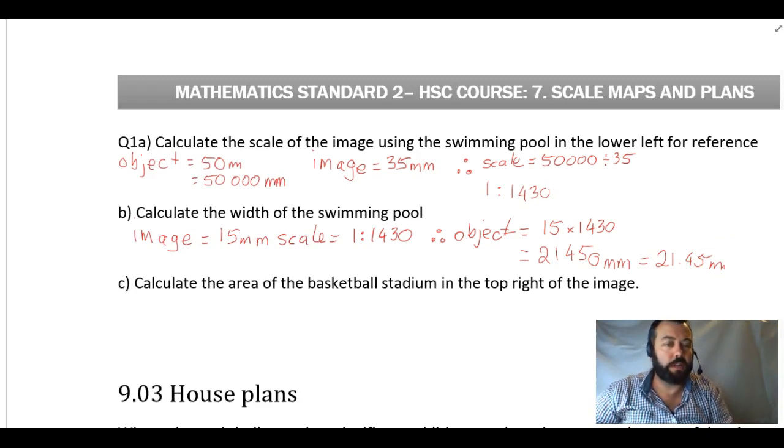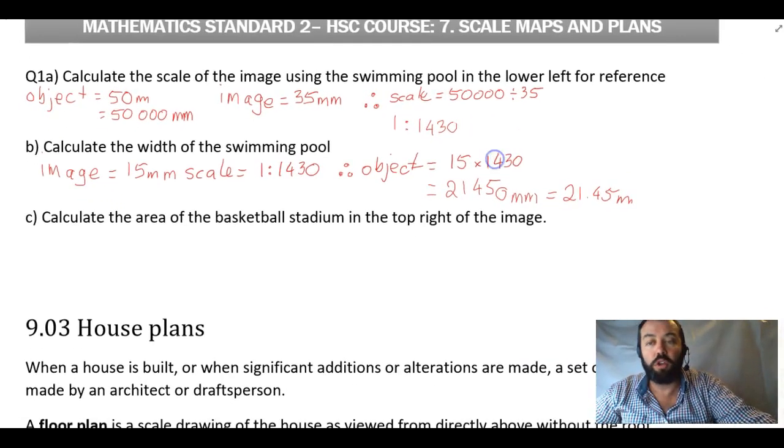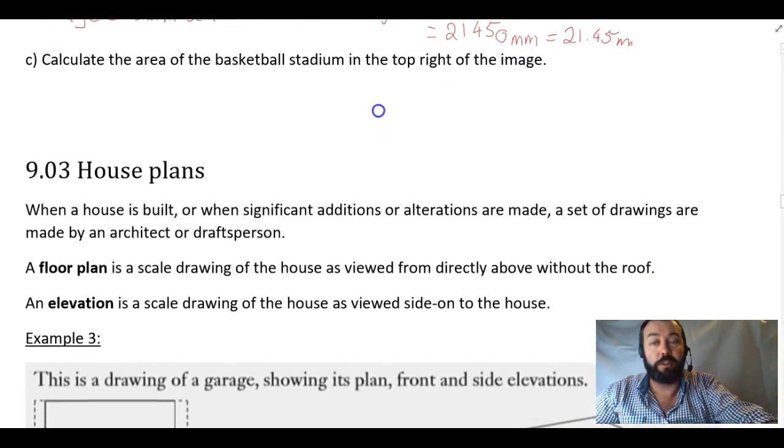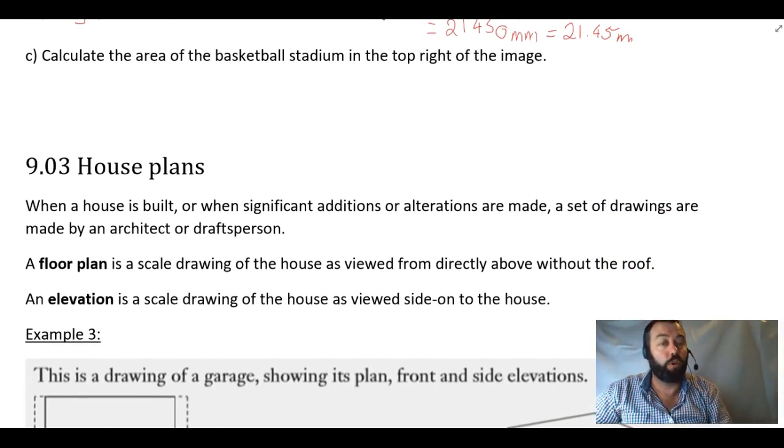Now, whenever you measure and calculate these things, your measurement might be ever so slightly different, and that will have quite a significant effect on your final answer. Don't worry if your measurement was different and your answer was different, as long as it was in the same ballpark, which means you're doing the right thing. To get the object, we do the image times the scale. To get the image, we do the object divided by the scale.